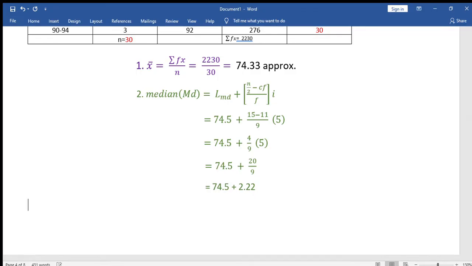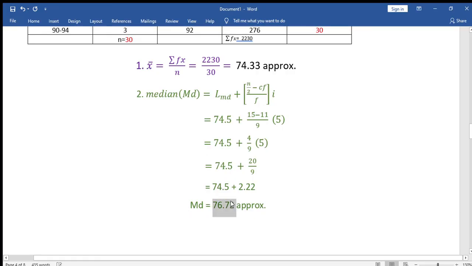So we have now the median. The median is equal to 74.5 plus 2.22 plus 74.5. So the value is 76.72 approximately. Because of what I did, I simply expressed the answer, rounded off to the nearest hundredths. Okay, take note. It's 76.72. This is the value of our median.